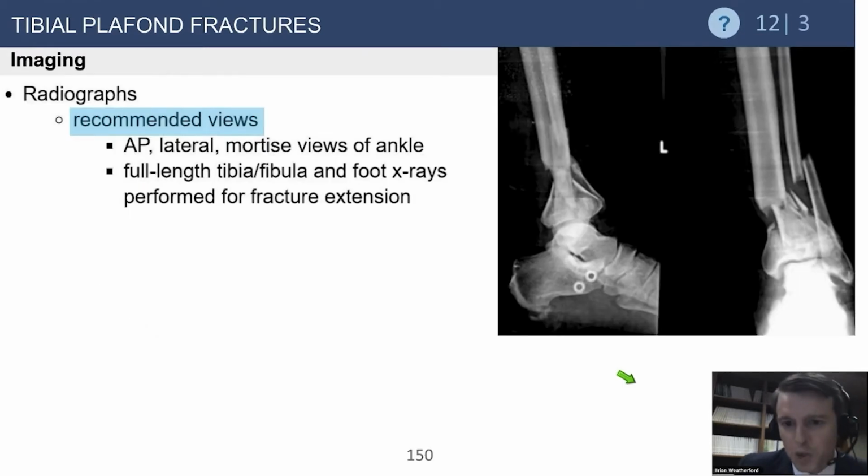Recommended x-rays: you want to absolutely image the joint above and below, and get 3 views of the ankle. Certainly consider full-length views of the tibia and fibula as well. It's not uncommon with these injuries to have diaphyseal extension, so the fracture will extend up just beyond the metaphyseal zone and extend up further.